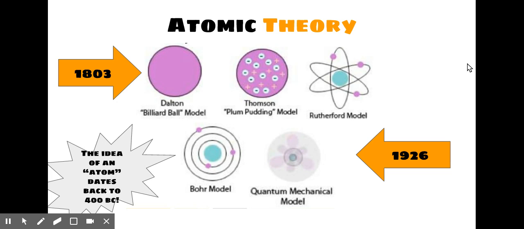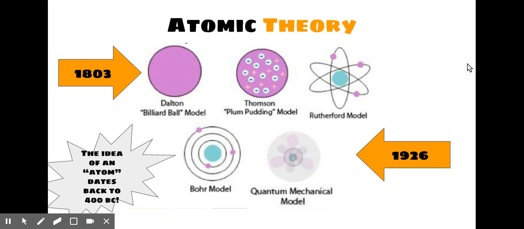Dalton started developing this idea that an atom was a sphere, but there were no real particles, just a sphere. He called it the billiard ball model, like a pool ball you would play pool with. Then Thomson came along, did some more tests, and discovered that there were positively and negatively charged particles in it, but there was no real organization. That's why they call it the plum pudding model.